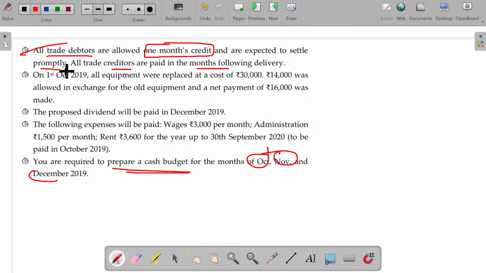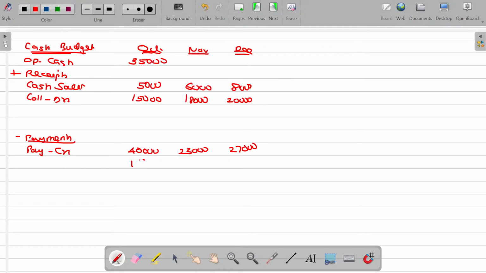Adjustment number 1 over. Adjustment number 2. On 1st October 2019, all equipment was replaced at a cost of ₹36,000. 14,000 was allowed in exchange for the old equipment. Net payment 16,000 was made. On 1st October, the old assets are replaced. Old asset goes off for 14,000 rupees, new asset comes for 36,000 rupees, then your ultimate payment is net 16,000. In your cash book, you are going to show only the net cash payment, which is 16,000. So, in October, payment for asset replacement.